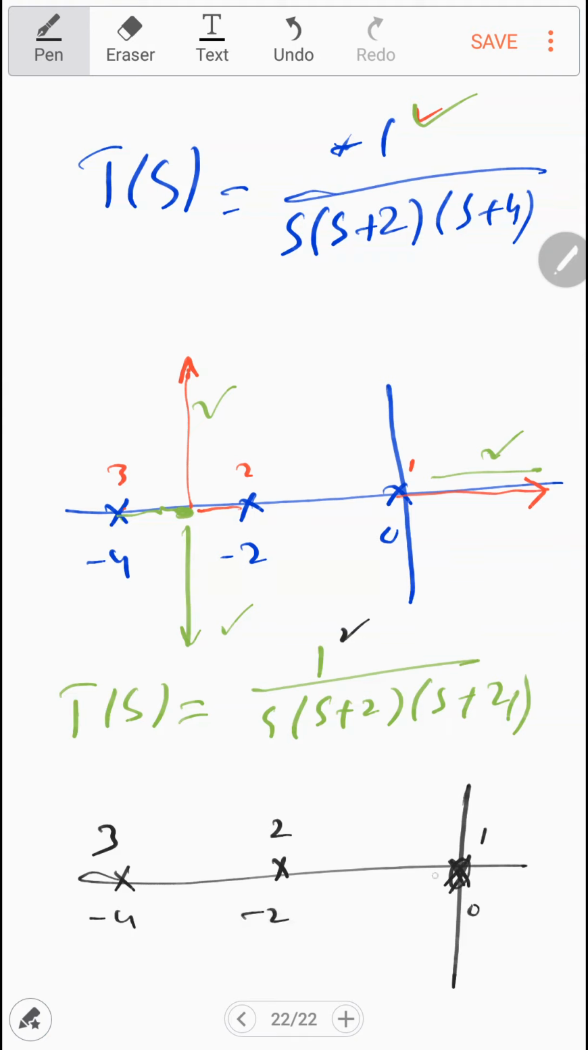Now in this case, k is greater than 0. So we use the first definition, and we say that in the first definition, the locus will exist to the right of the odd number of poles, and similarly to the left of the odd number of poles and to the right of the even number of poles. So they meet at some point, and then one goes in this direction and another goes in this direction, and then for this one again, this is odd, then to the left of the odd number of poles.